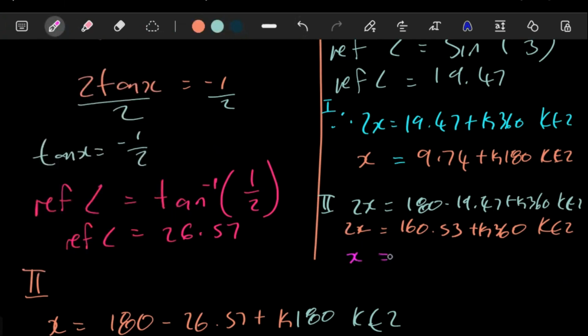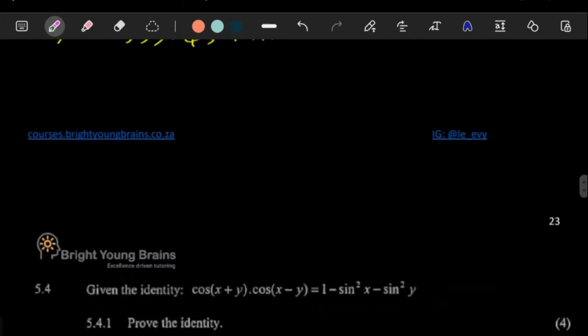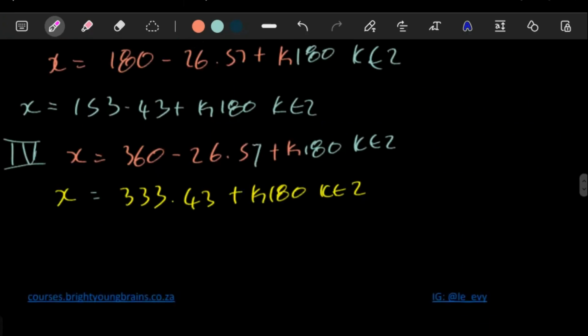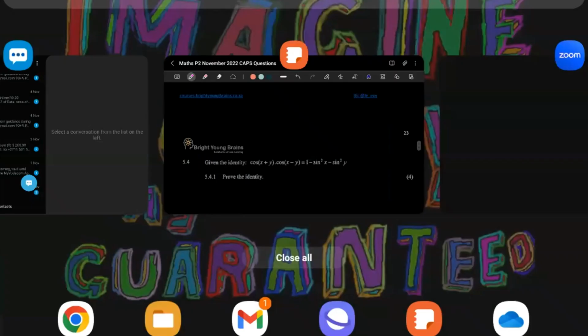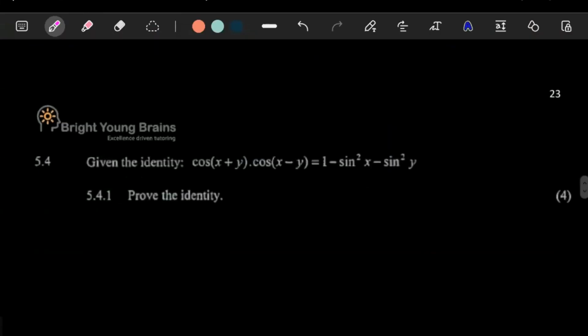X is going to be equal to, in the calculator divided by 2 here, 80.27 plus k180. K is the element of integers. Now, these are all your answers. Nothing crazy, nothing major. You get these answers and you keep things moving. So let us move on to 5.4. Okay, 5.4 says, given this identity, prove the identity.